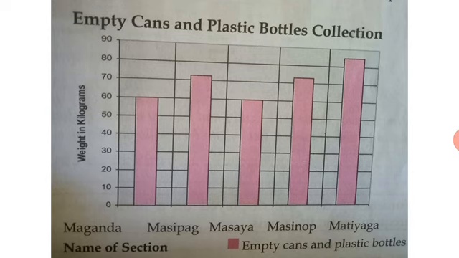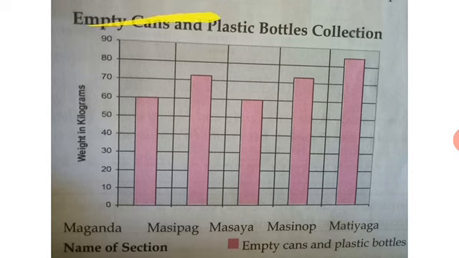So this one is an example of a bar graph. And as you can see in this bar graph, the Matyaga team collected the greatest amount of used plastic bottles, since it is the highest bar. And the lowest are Maganda and Masaya. So using a bar graph, you can easily understand or analyze the given information or data.